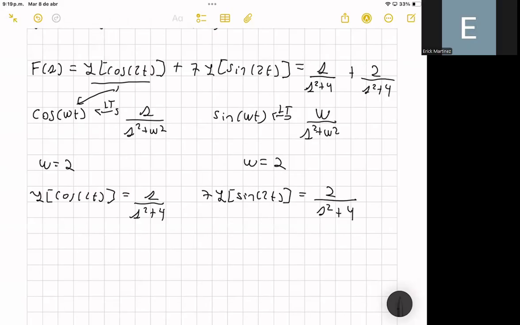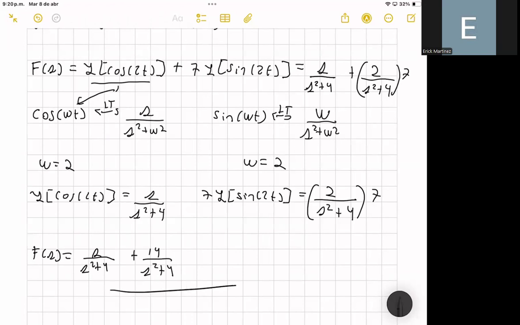Okay, but we need to multiply all of this by 7. So we have that f of s is equal to, well, I am using here to multiply also by 7. So we can get the following result. We have s divided by s squared plus 4 plus 14 divided by s squared plus 4. And this is the result.